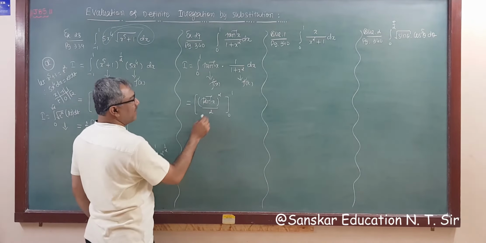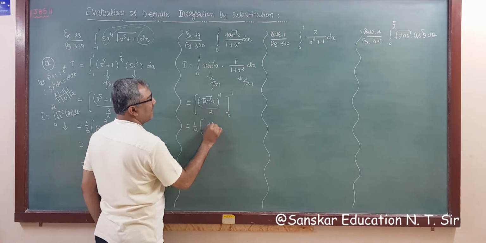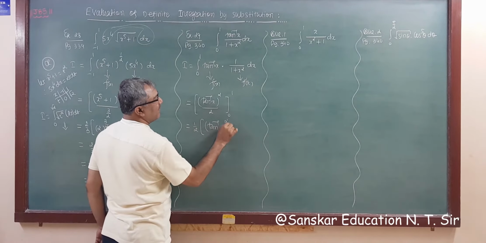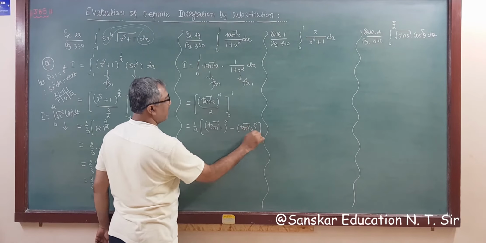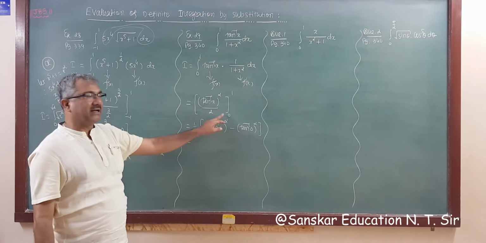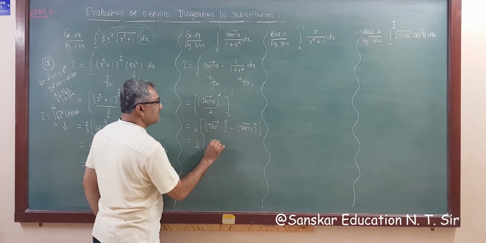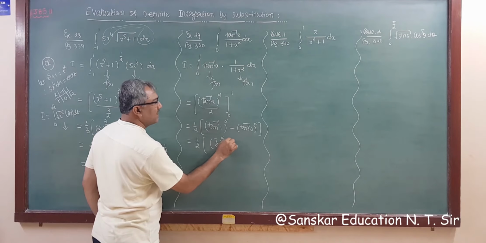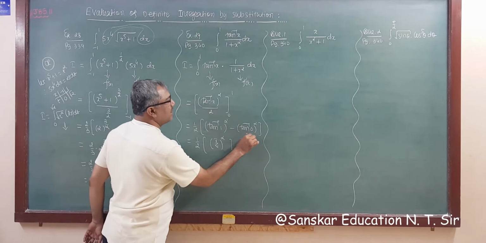Now 1 upon 2 is constant, substituting 1, what do we get? Tan inverse 1 whole square minus tan inverse 0 whole square. Now tan inverse 1 is pi by 4, that square, that is pi by 4 whole square. So this is 1 upon 2, this is pi by 4 whole square, tan inverse 0 is 0, so no need to write this because this is 0, right?